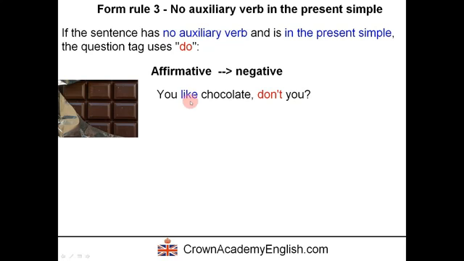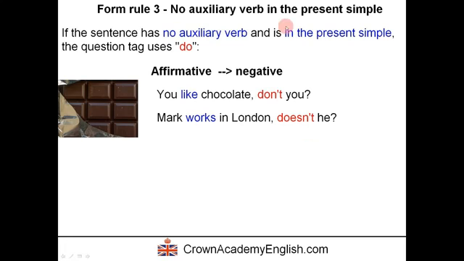So we have a verb like, which does not have an auxiliary verb. So this is a main verb, and it is in the present simple. So like, we replace it with do, and of course we put it in the negative, so it becomes don't. So you like chocolate, don't you? Mark works in London, doesn't he?